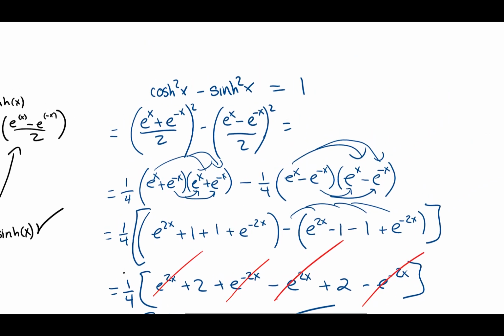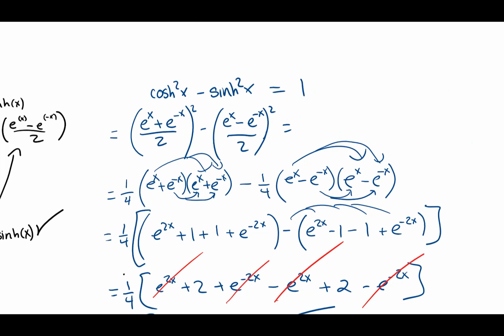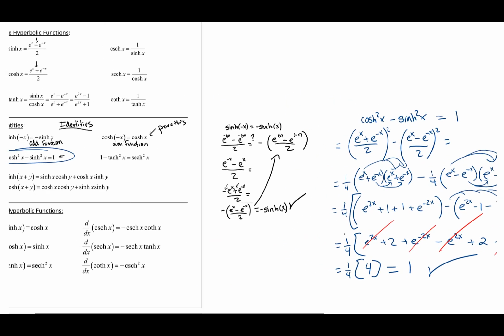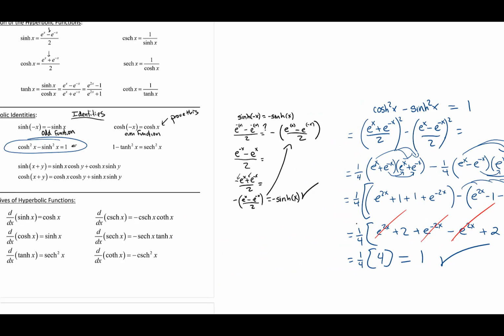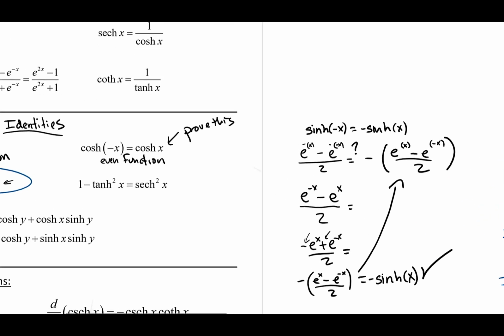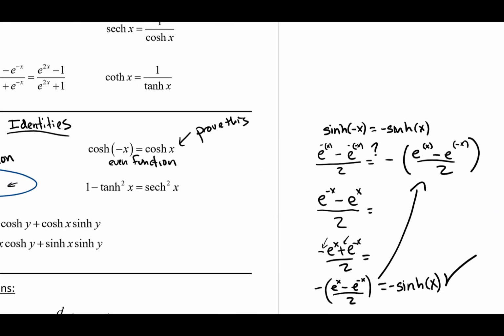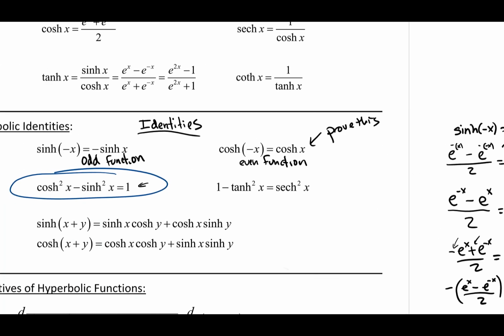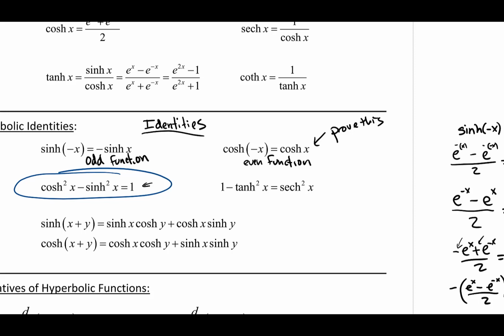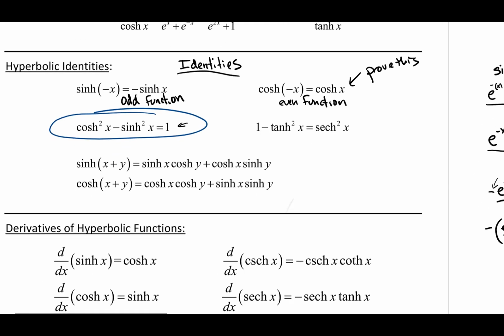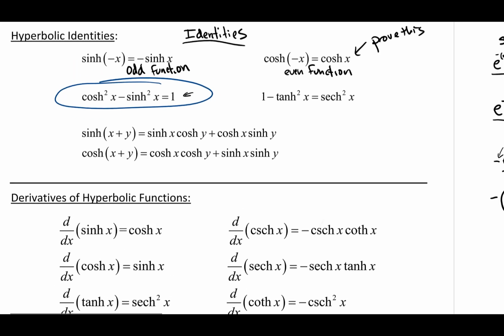We have just shown that cosine hyperbolic squared of x minus sine hyperbolic squared of x is equal to 1. I would go ahead and prove this: 1 minus tangent hyperbolic squared of x is equal to secant hyperbolic squared of x. All right, in the next video, we're going to look at sine hyperbolic of x plus y so we can prove our derivatives right down here.